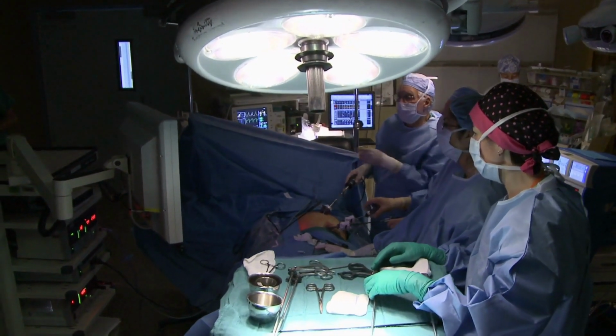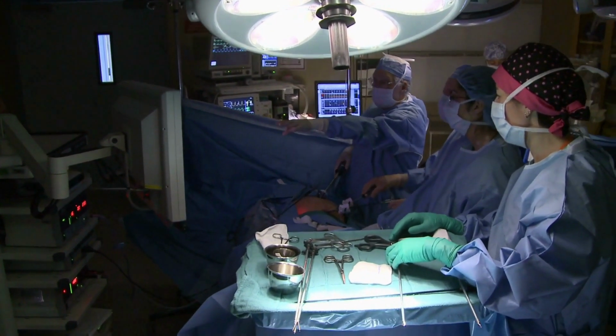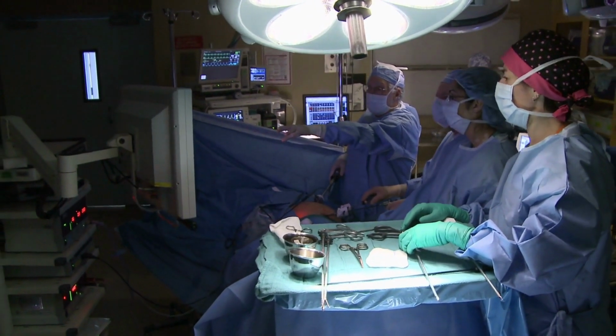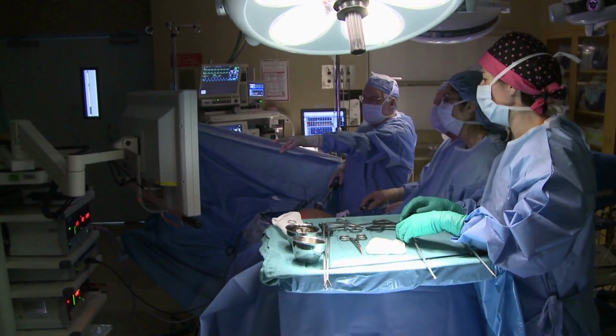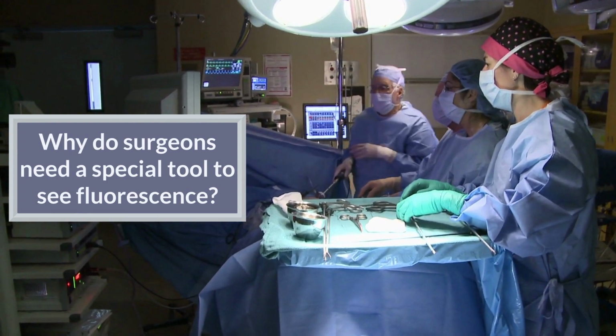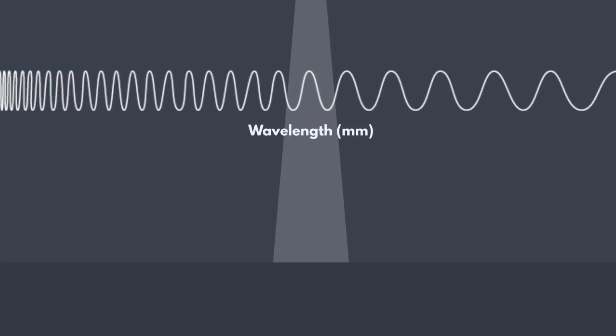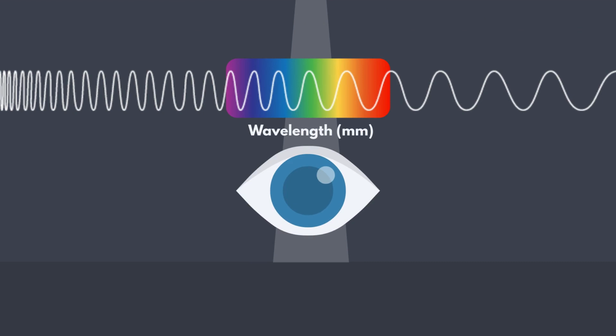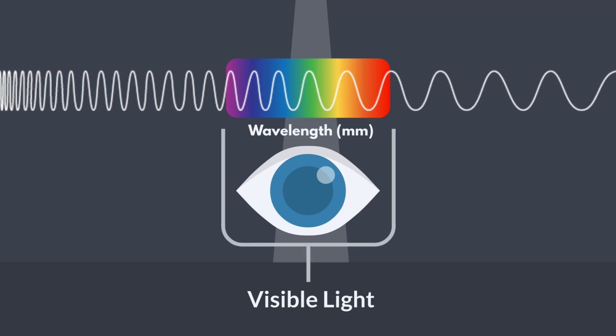Fluorescence-guided surgery uses light to help the surgeon identify structures and features. Surgeons are trained to trust their senses, so why do they need a special tool to see fluorescence? Light is an electromagnetic wave, and the human eye is only sensitive to a small window called visible light. Visible light includes all the colors of the rainbow, from violet to red.